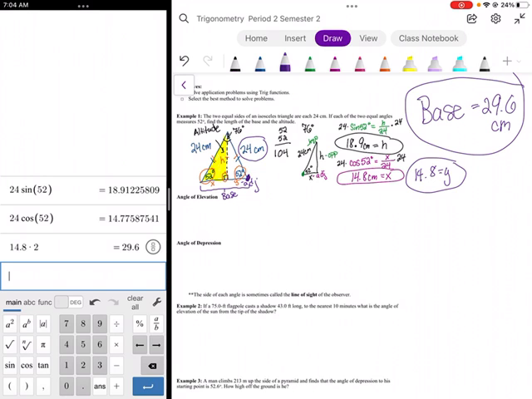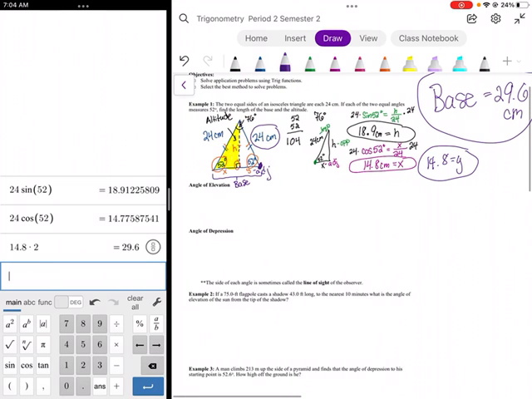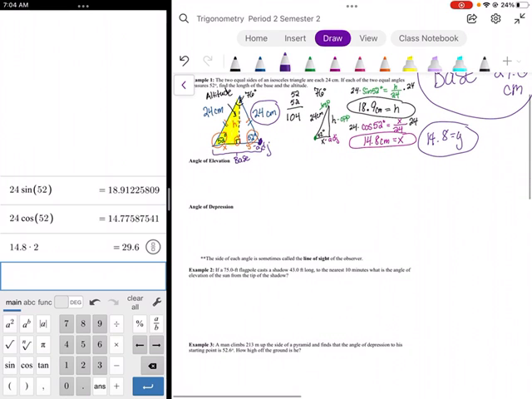So that's just an example of using our trig ratios and our trig functions to find missing sides of a triangle, even if it's not a right triangle. We can use information to form right triangles to find the missing measurements.